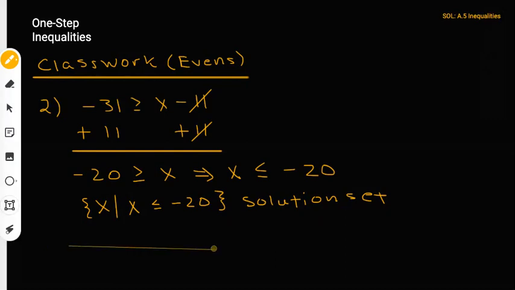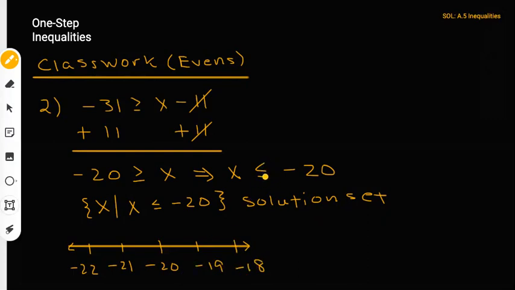Now let's do the number line. I'm going to draw a number line where we put the smaller numbers on the left side and the bigger numbers on the right side. But I'm going to put negative 20 in the middle. Numbers that are less than negative 20, like negative 21 or negative 22, are going to go here. And on the right side, numbers that are bigger than negative 20, like negative 19 and negative 18, are going to go over here.